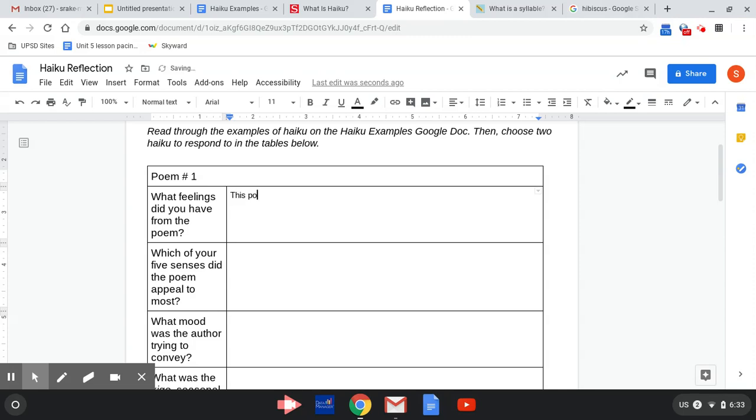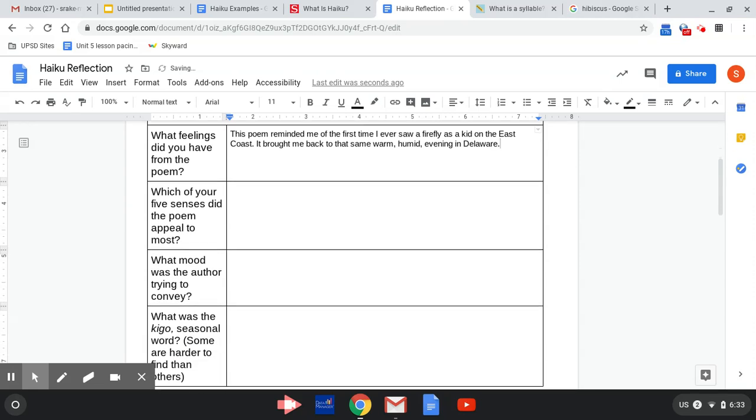And I'm going to say this poem reminded me of the first time I ever saw a firefly as a kid on the East Coast. And it brought me back to that same warm, humid evening in Delaware. Okay. Which of your 5 senses did the poem appeal to most?